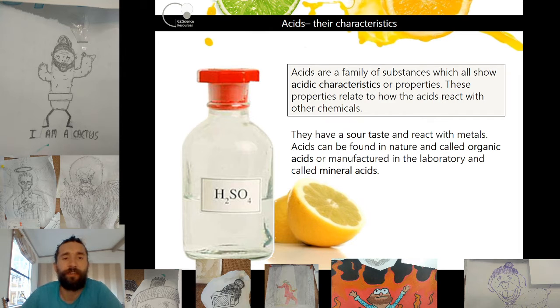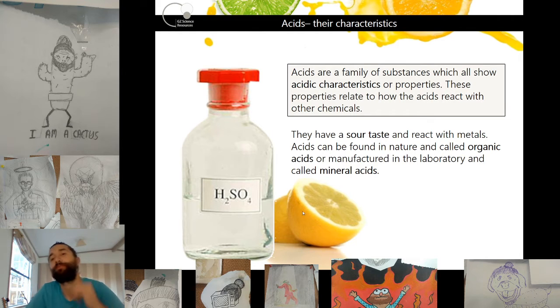What it says here is acids are a family of substances which all show acidic characteristics or properties. That doesn't really mean much. These properties relate to how the acids react with other chemicals. Acids have a sour taste. You probably know lemons are sour. As for the other acids we deal with, you can assume they have a sour taste. Do not try to taste them. They are extremely bad for you, obviously. And they react with metal. All acids react with metal.